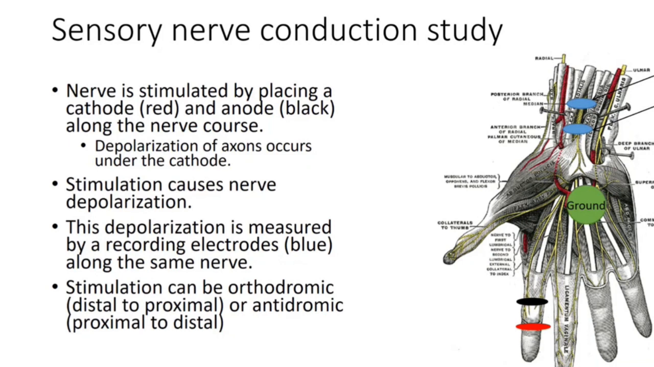Now, as you stimulate the nerve, it depolarizes, which carries an action potential proximally and distally. But we're just going to measure across the wrist because we're mostly interested in whether or not there's a block in the conduction or a change in the rate of conduction across a specific area. In this case, it's the carpal tunnel. So we stimulate at the finger, and we record just proximal to the carpal tunnel. Those blue circles are the recording electrodes. There's an active electrode and a reference electrode. That's for some complicated computer stuff that we don't need to get into. And then the green circle is just the ground.